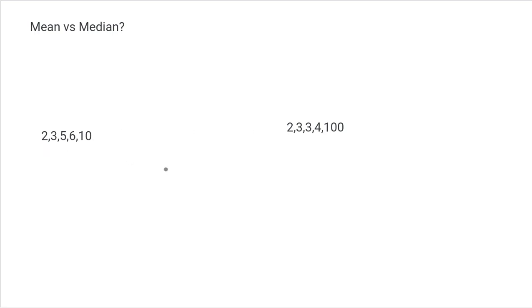So to find the mean, I would add all these together: 2 plus 3 plus 5 plus 6 plus 10, and I get 26. Divide by how many pieces of data? 1, 2, 3, 4, 5, to get 5.2. So 5.2 is my middle. And then for my median, I take the biggest number and the smallest number and cross them out until I get to the very middle. So 3 is my median for that one.